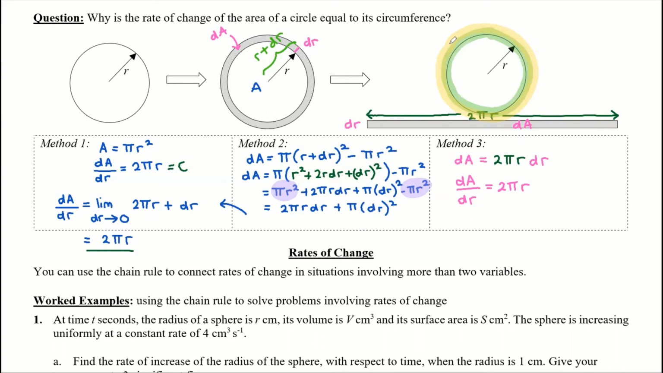Right. Okay, moving on to the rates of change. It says here you can use the chain rule to connect rates of change in situations involving more than 2 variables. And we're going to have a look at some examples on how to do that now.